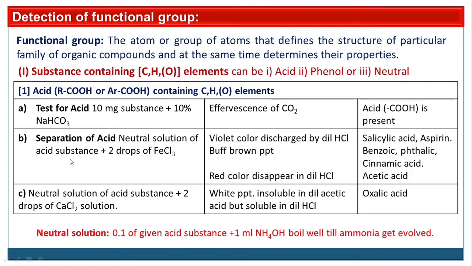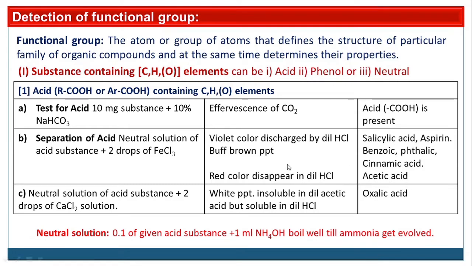Neutral solution of acid substance, what is acid? Our organic compound. Acid substance plus 2 drops of FeCl3. If you see violet color discharged by HCl and a buff colored precipitate, then after adding dilute acid you get a buff colored precipitate, then your acid may be salicylic acid, aspirin, benzoic acid, phthalic acid or cinnamic acid. If red color appears and that disappears in dilute HCl, then acetic acid is present.